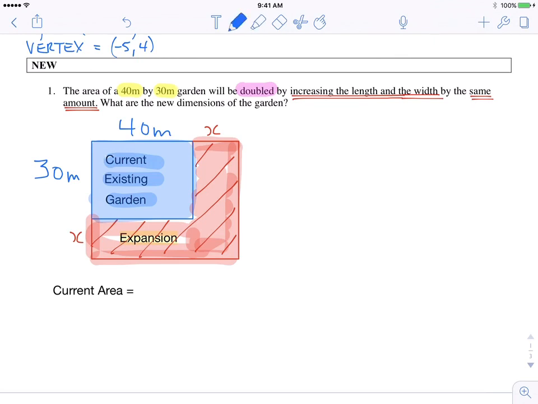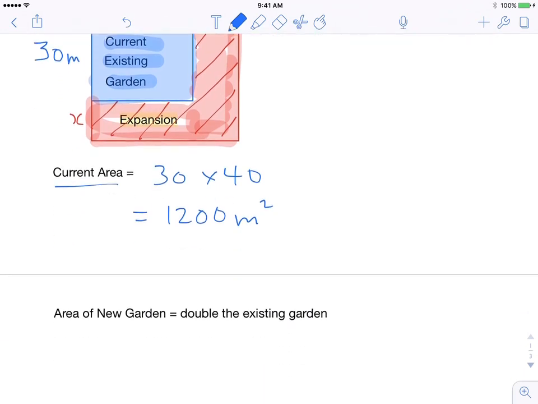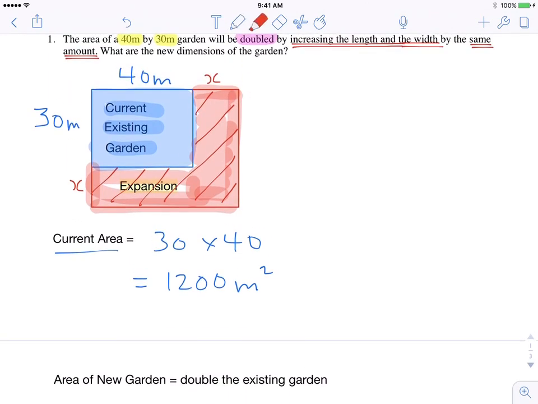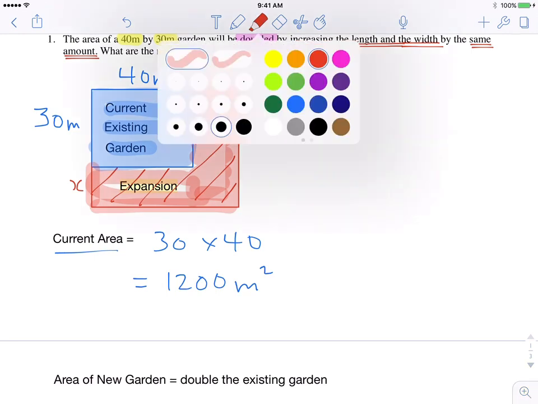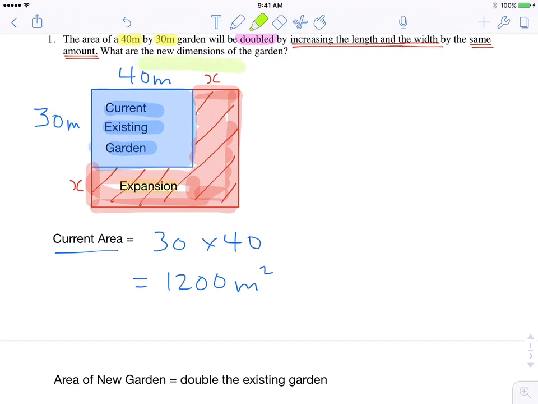So let's work with what we know first. What is the current area? Well, the current area of the garden is the blue section, which is 30 times 40, and that's going to equal 1,200 square meters. Not too bad. The area of the new garden is double the existing garden, so it equals 1,200 times 2, which equals 2,400 square meters. So the entire area of this whole garden, once it's expanded, will equal 2,400 square meters.